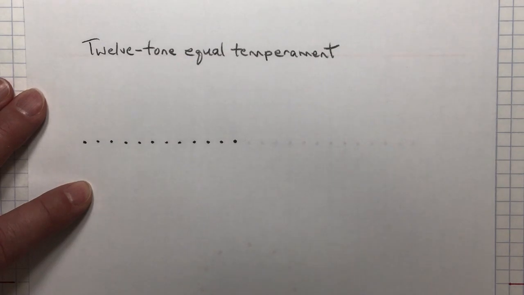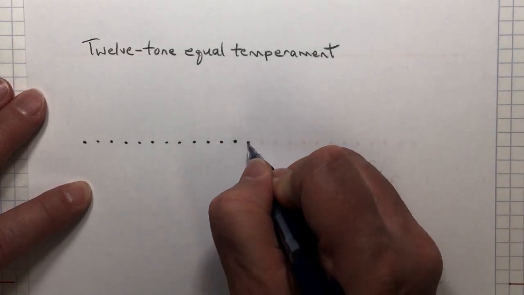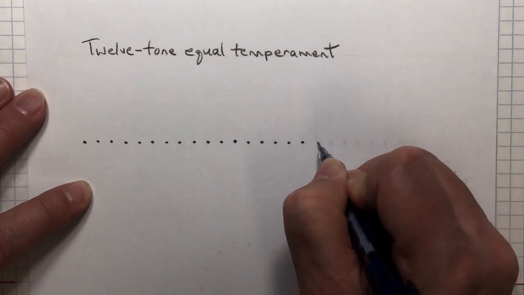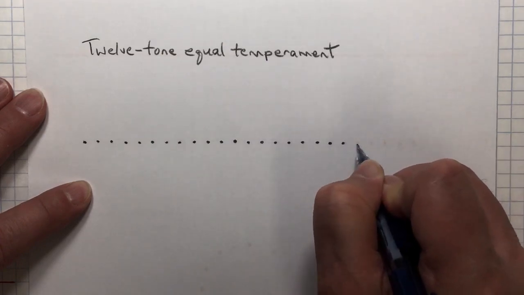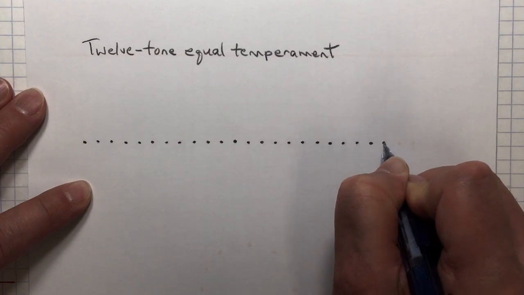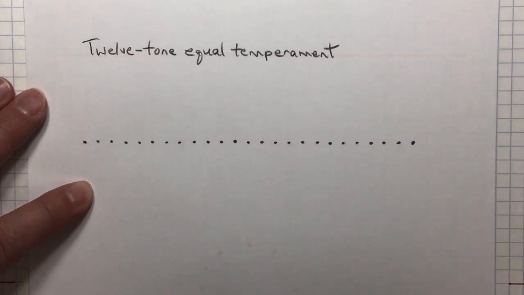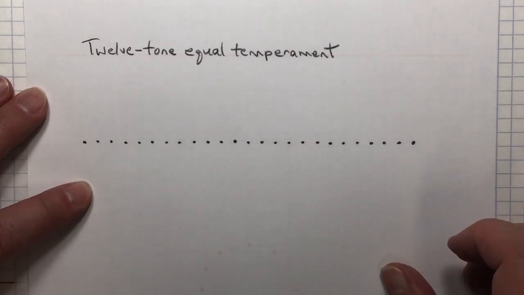1, 2, 3, 4, 5, 6, 7, 8, 9, 10, 11, 12. Remember, this is a repeating system, so the points of sound continue. The seven letters of the musical alphabet are placed against these 12 points of sound.